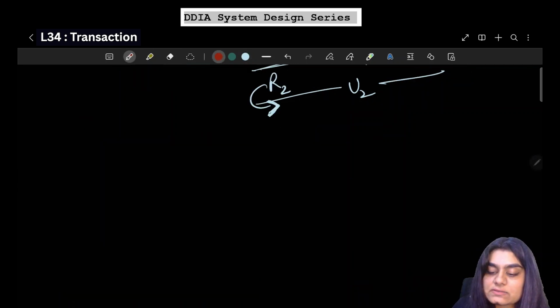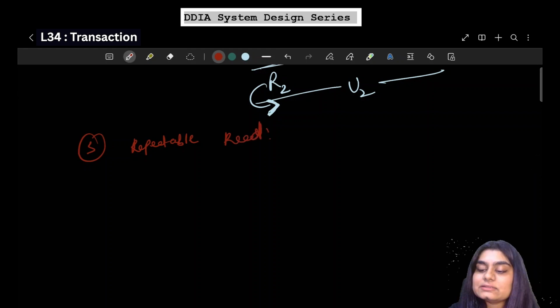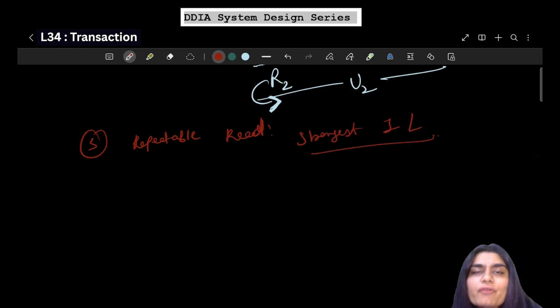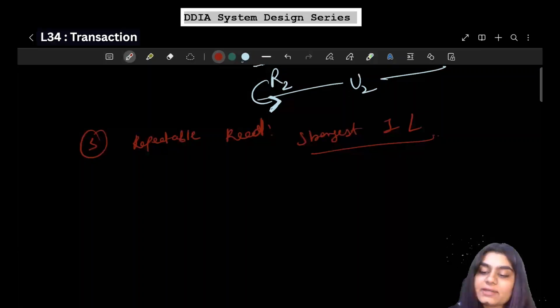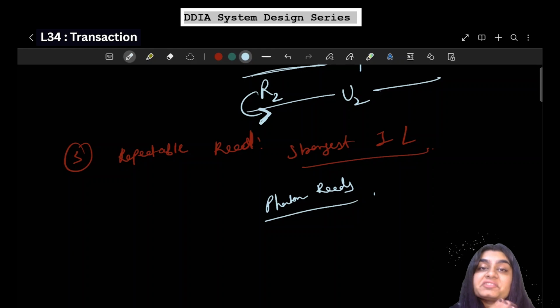Let's discuss another one, repeatable read. When a transaction has read a row once, it will see the same data on subsequent reads of that row, even if another transaction commits changes to those rows in the meantime. This prevents non-repeatable reads. However, phantom reads may still occur. New rows might appear if another transaction inserts them and commits.